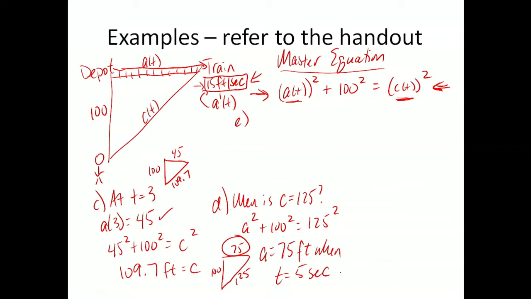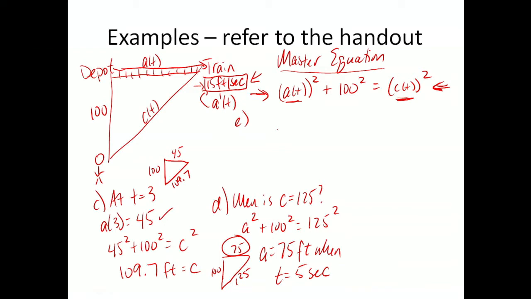It says, tell me the rate at which the distance between me and the train is changing at the moment that the train is 125 feet away from me. Okay, so there's a lot to understand in that question. But first of all, let me just ask, what is the quantity that I'm looking for? I guess that's a good question, right?